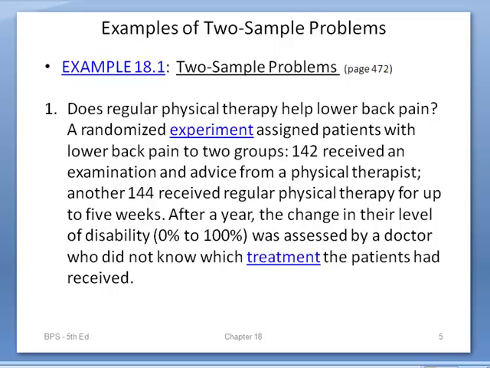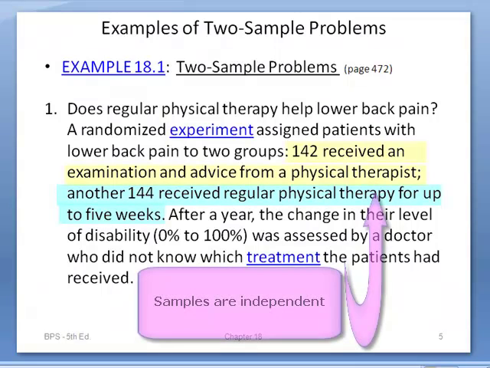So let's turn our books, or you could go to your e-books, for example 18.1. If you have your book, it's on page 472. And we're going to look at some examples of two-sample problems. Does regular physical therapy help lower back pain? A randomized experiment assigned patients with lower back pain to two groups. 142 of them received an examination and advice from a physical therapist. Another 144 received regular physical therapy for up to 5 weeks.